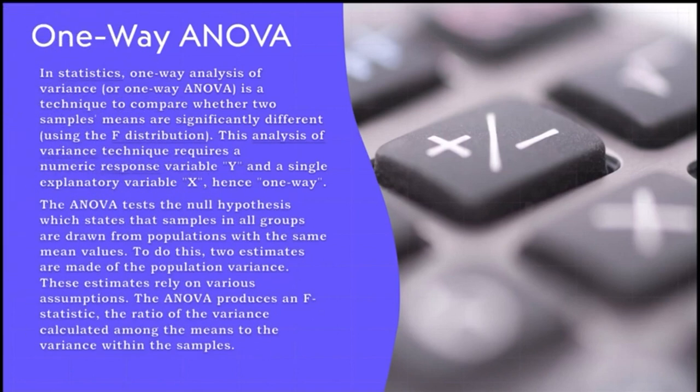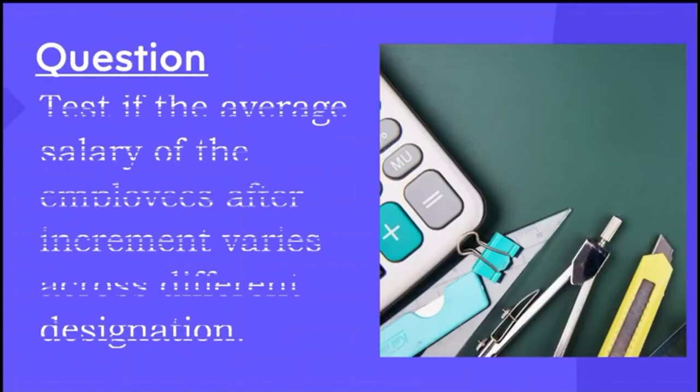The ANOVA tests the null hypothesis, which states that samples in all groups are drawn from populations with the same mean values. To do this, two estimates are made of the population variance. These estimates rely on various assumptions. The ANOVA produces an F statistic, the ratio of the variance calculated among the means to the variance within the samples. Now let us take a question.